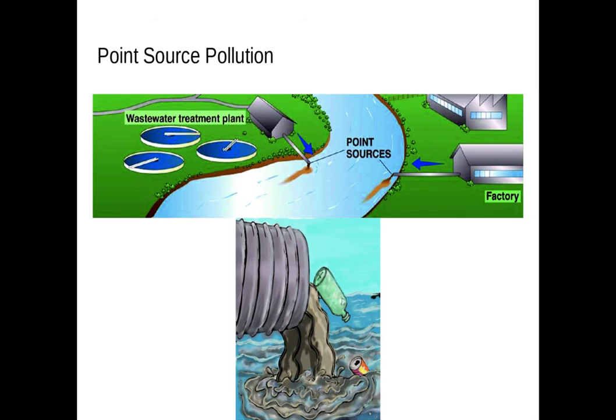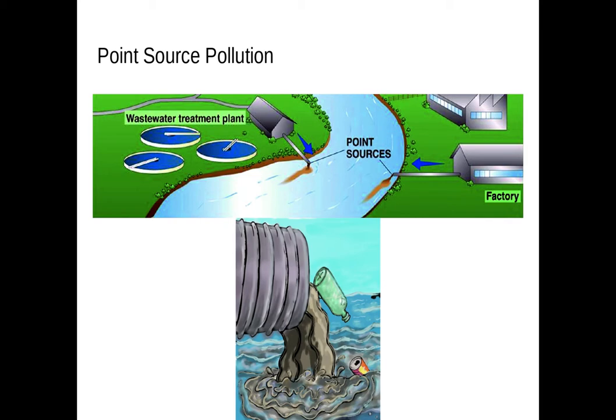The U.S. Environmental Protection Agency, EPA, defines point source pollution as any single identifiable source of pollution from which pollutants are discharged, such as a pipe, a ditch, a ship, or a factory smokestack. Factories and sewage treatment plants are two common types of point source pollution.